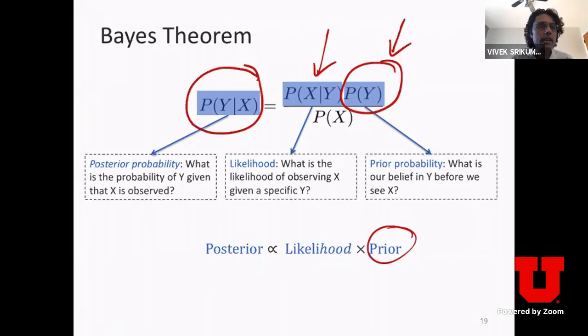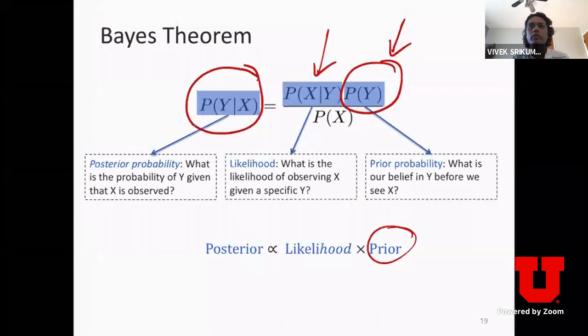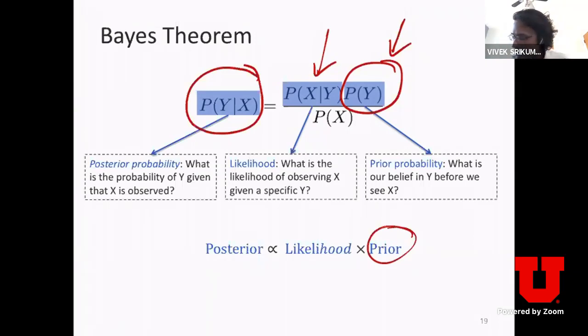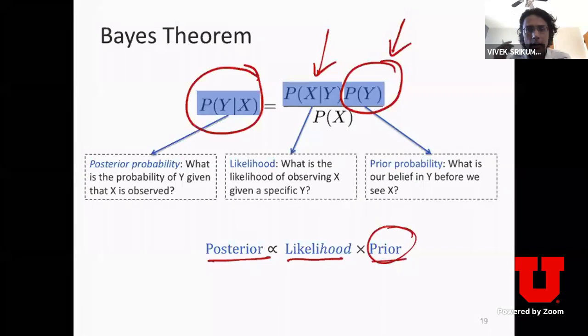This is a sort of intuitive way to understand the Bayes rule. So the Bayes rule is simply saying the posterior probability is proportional to the likelihood times the prior. This is something that we will be using again and again and again.